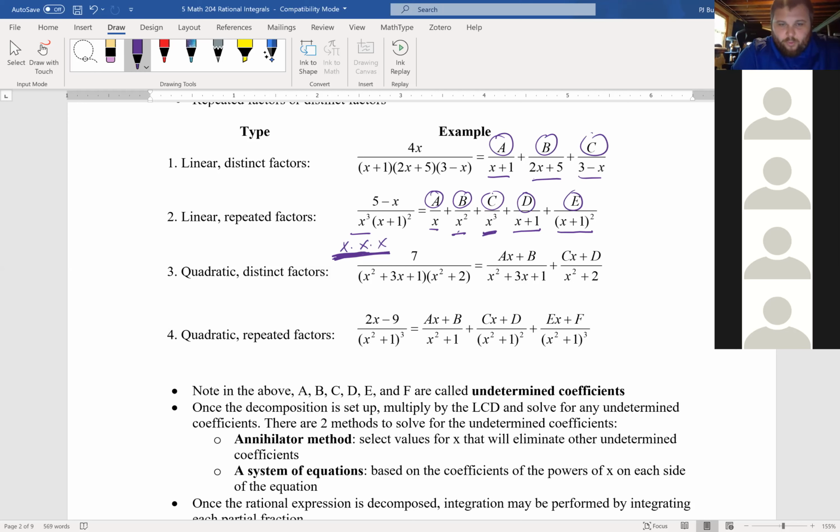If we then go on to quadratic forms, if it's distinct, we still just put each one of the factors in the denominators, but now the form on top becomes ax plus b. That's because of quadratic. And if we have a quadratic repeated, again, we start with the factor itself, x squared plus 1. But because it's quadratic, we need ax plus b. And then we keep going until we get to the highest power that's in the problem.